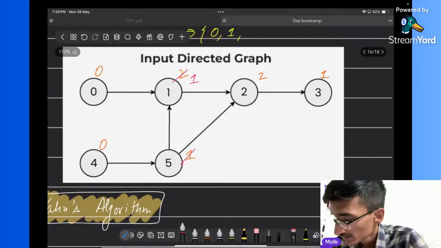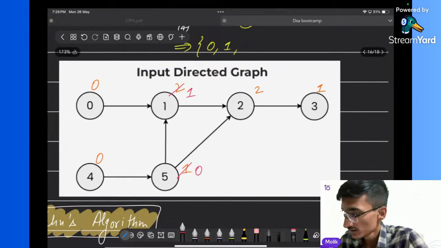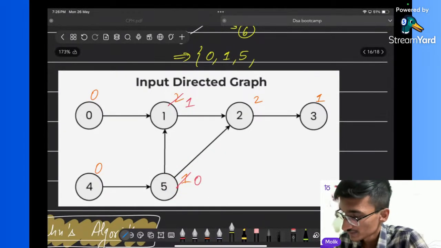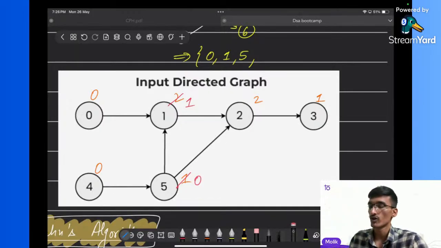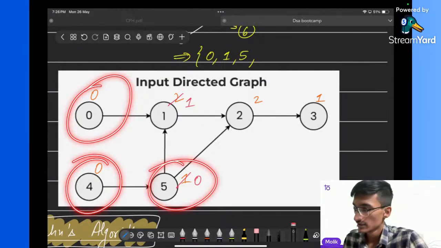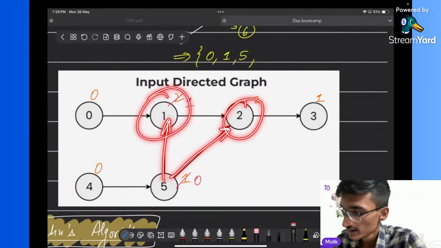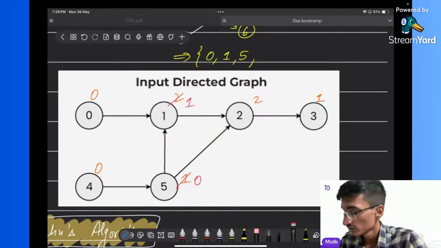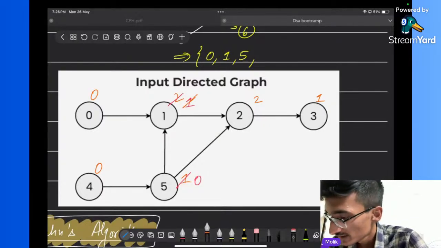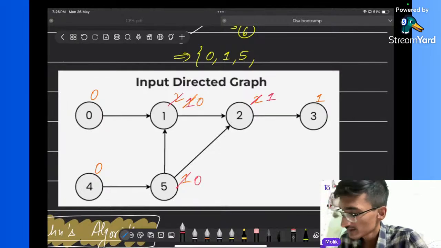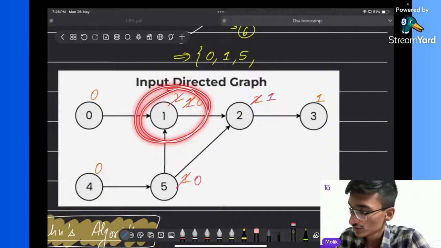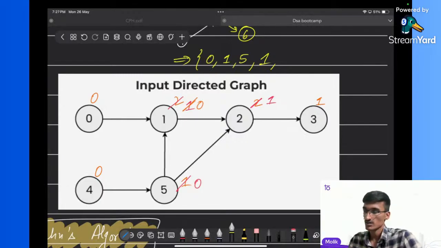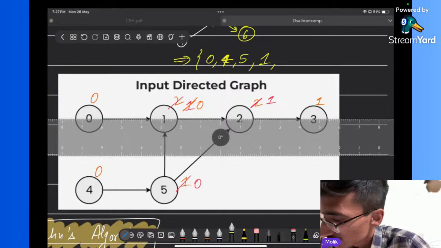Now you decrement it by 1, and you see this has become 0, so you insert it in the array. Now you have already popped 0 and 4, so only 5 is left. You see the adjacency of 5, which is 2 and 1. You decrement the in degree of 1 and 2 and see if any of them reaches 0. Again decrement this and decrement this. Again this reaches 0. Oops, this should have been 4, right? This should have been 4.